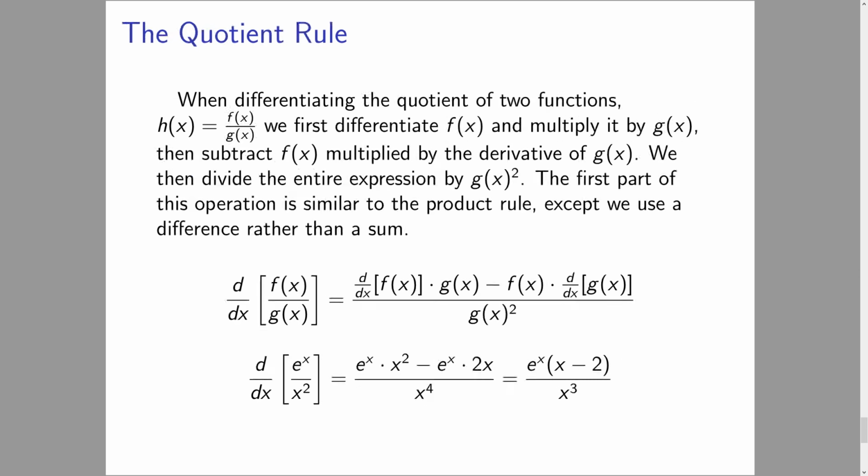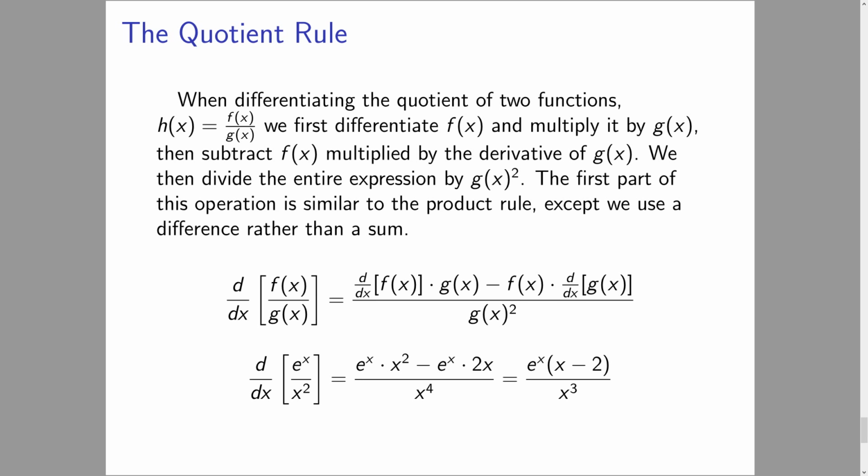Then we have the quotient rule. When we differentiate the quotient of two functions, such as h of x equals f of x over g of x, we operate similarly to the product rule. We first differentiate f of x and multiply it by g of x, and then instead of adding, we subtract f of x multiplied by the derivative of g of x. And then, finally, we divide the entire expression by g of x squared. So let's look at an example.